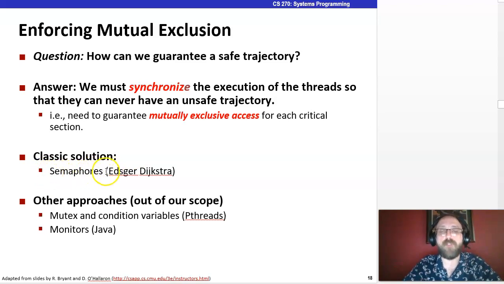Semaphores were invented by Edsger Dijkstra, a famous computer scientist from the Netherlands. And I mentioned the Netherlands thing because the Dutch language will come up in just a moment. That's not the only approach. There are also things like monitors, which Java uses, condition variables, which pthreads use. So there are lots of different ways of enforcing mutual exclusion. Most of these other things can be, not necessarily are, but can be implemented on top of semaphores.